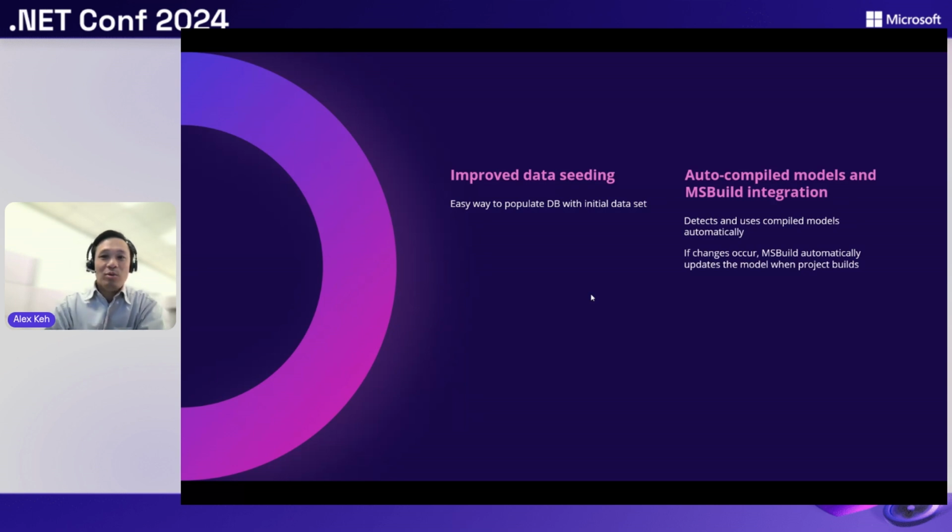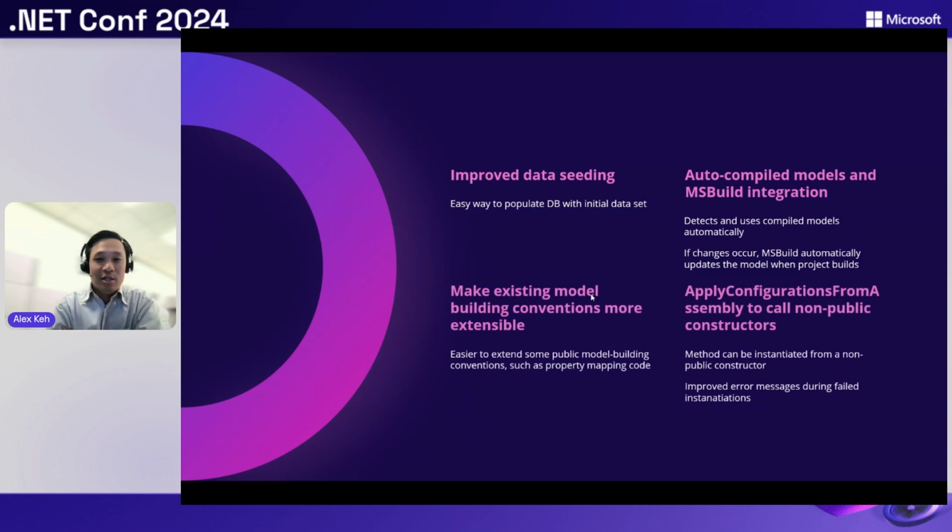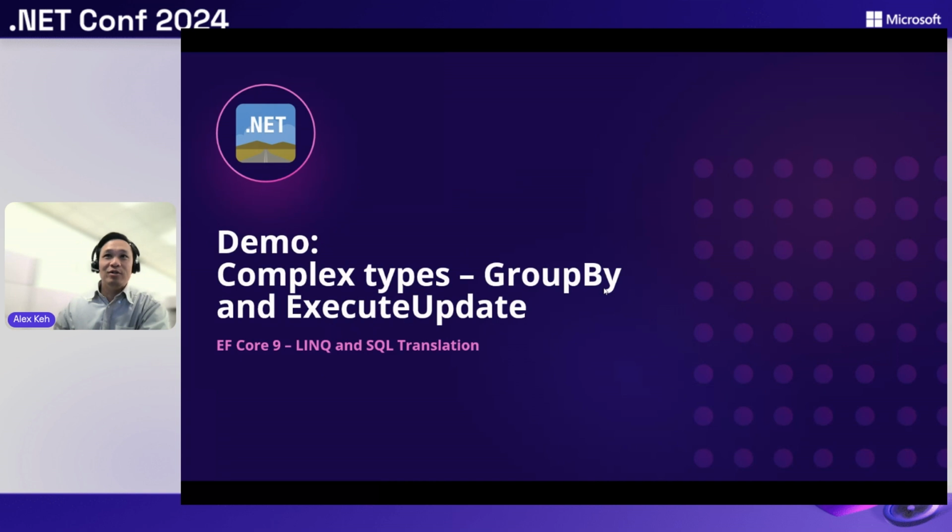And then we also support the auto-compiled models so that you don't have to manually do the compilation. It's very useful if you have a very large model. We also make existing model building conventions more extensible, such as property mapping code. And then we also apply the ApplyConfigurationsFromAssembly. You can call non-public constructors from it as well. So let's take a look at a few of these features. We'll start with the complex types. So group by and execute update.